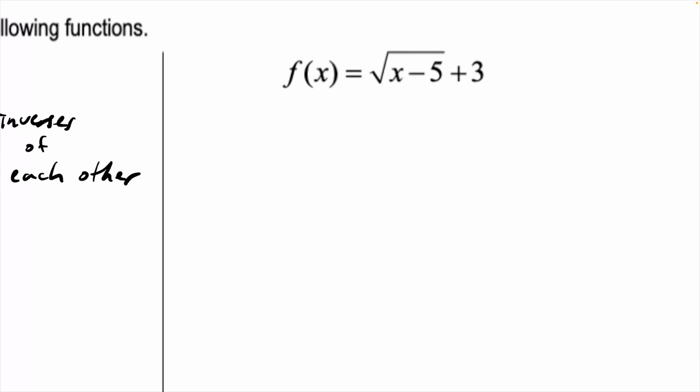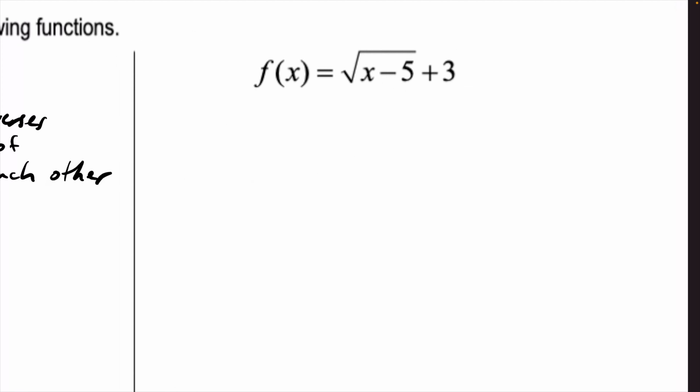Okay? So you have something that's a square root of x minus 5, plus 3. So the inverse, I'm not going to find it yet, but I know that since this one has a square root, it has subtraction inside, and it has addition outside, right? So I would expect, the inverse of addition is subtraction, so I would expect it to have minus 3 somewhere.